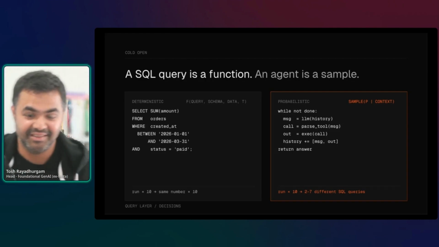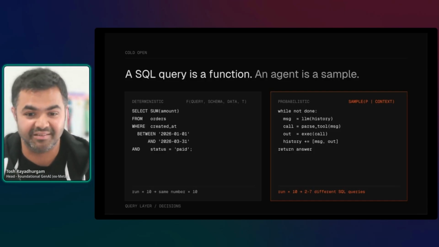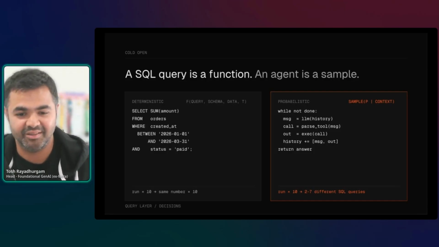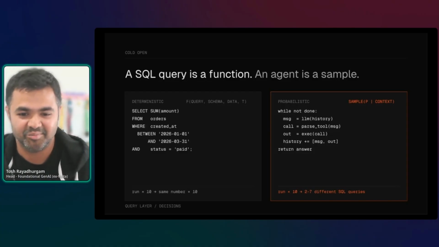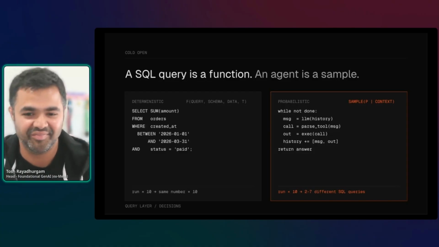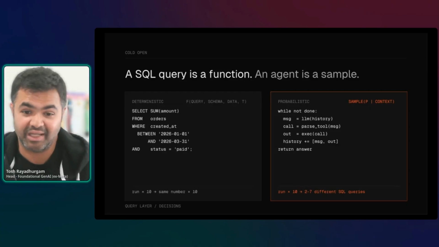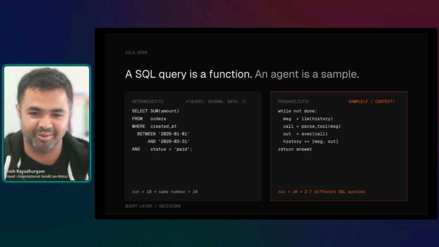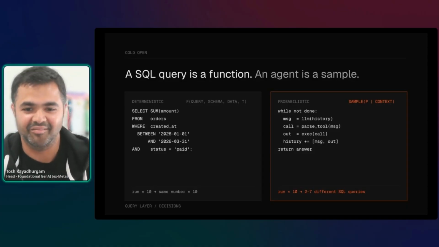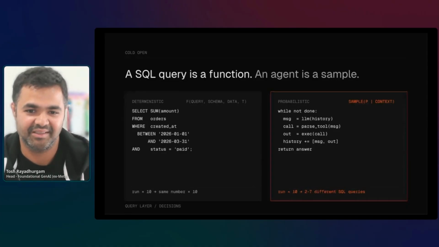Because maybe the scary case is where you get the right number 9 times and the wrong number on the 10th, because by the 10th call, you had calibrated your trust in this thing, and you put it in production or evals, and you have the worst outcome.